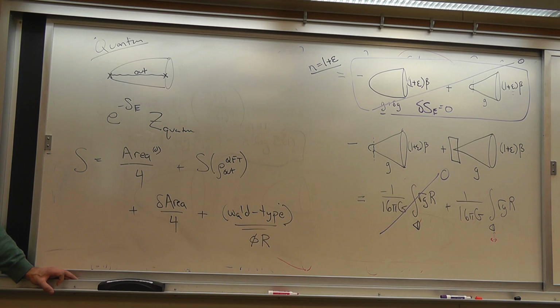So this gives you the full expression for generalized entropy, not just the area term. The replica trick? Yeah. Correct. With one correction. That's right.